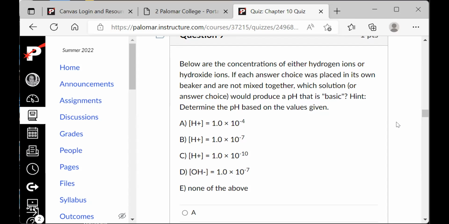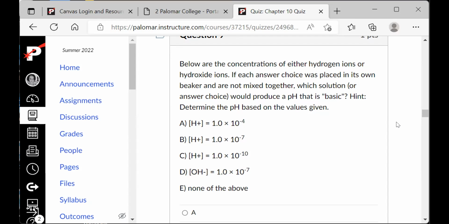Oh, sorry, just a question for the 1.0. So again, if the coefficient is 1.0 or 1.00, then you get your pH level off of the number in the exponent. See how we have that number in the exponent? -4, -7, -10, -7. Yes.